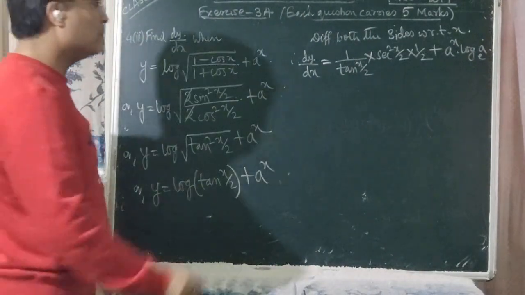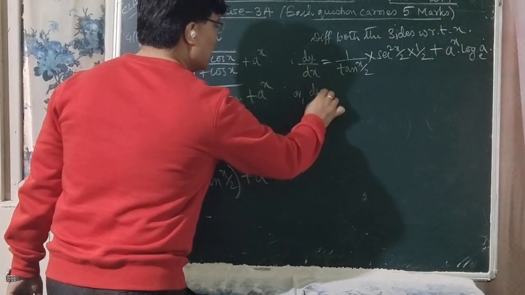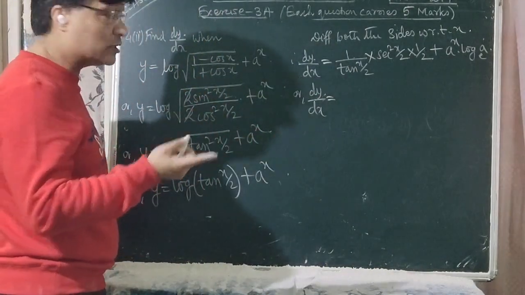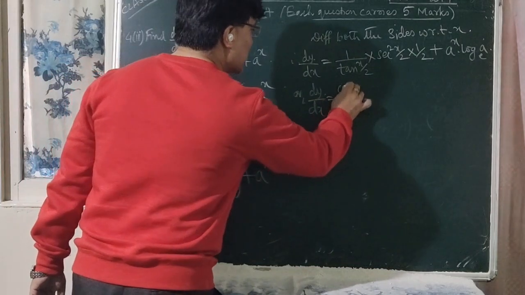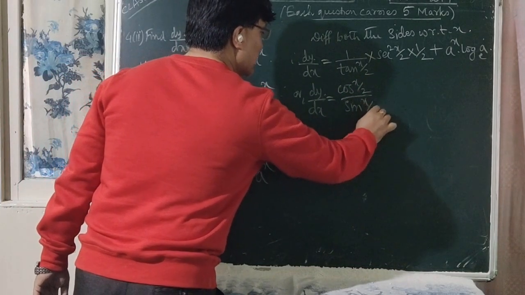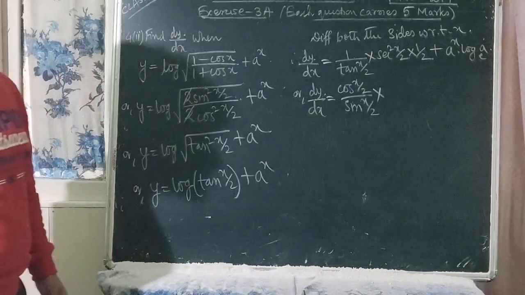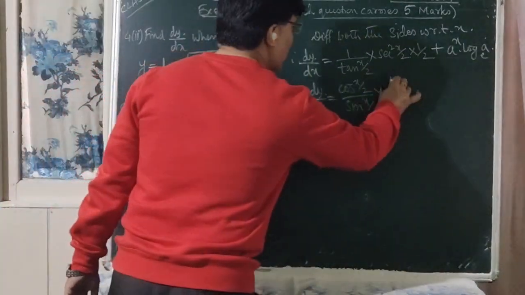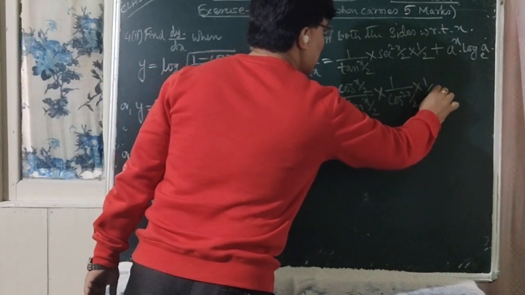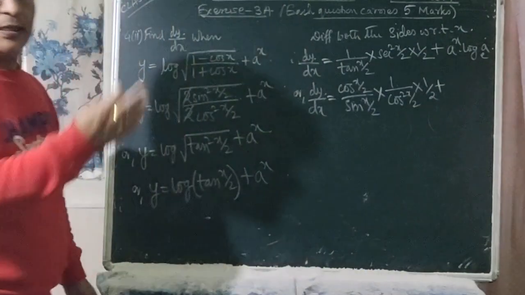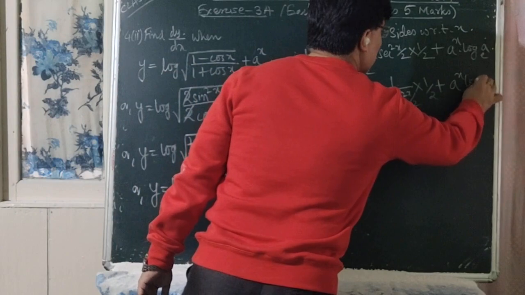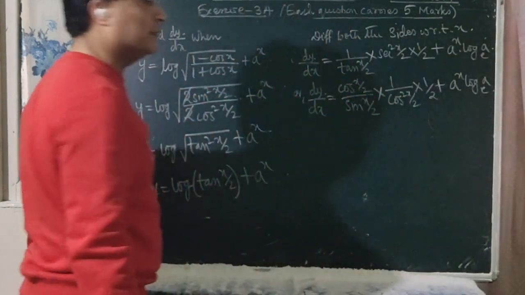Okay. Now let's simplify it. Or dy by dx is equal to, what is 1 by tan? That is cot. What is cot in terms of cos by sine? Cos x by 2 divided by sine x by 2 into, what is sec square x by 2? It is 1 upon cos square x by 2 into this is half, plus, so the second term remains the same, that is a to the power x, it is log a base e, right?